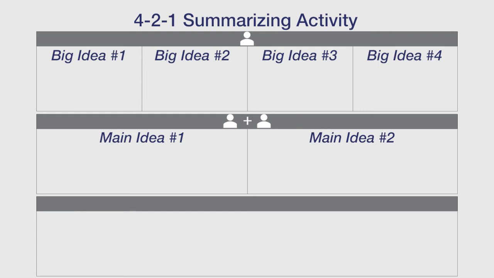Next, those two students will pair up with two other students. Each two-person team shares their two most important ideas. Then collectively, the four students will discuss and decide as a group what the one most important idea is and write that in the final box.